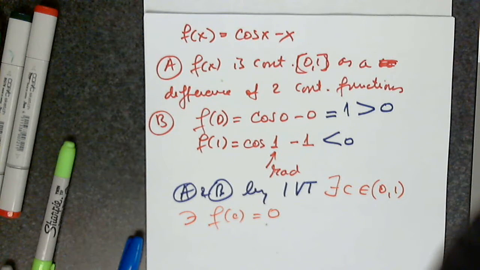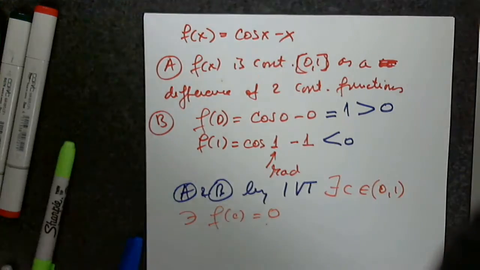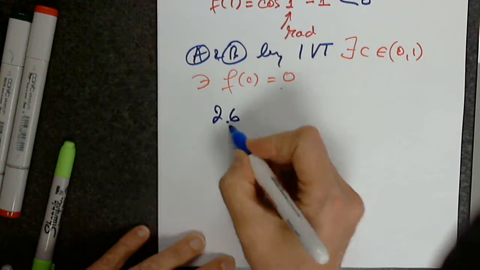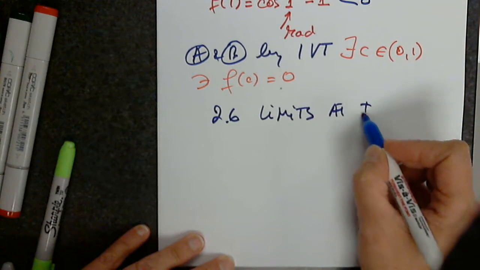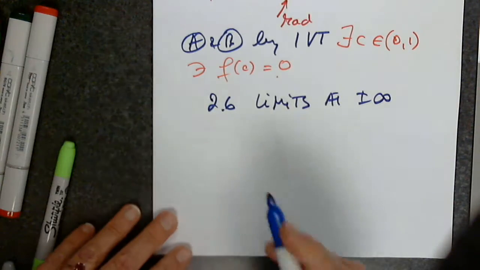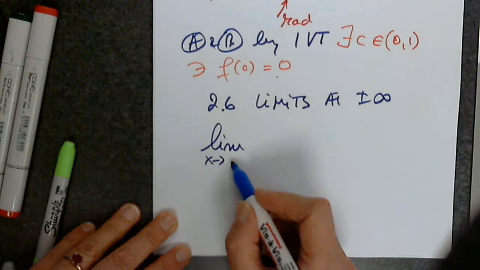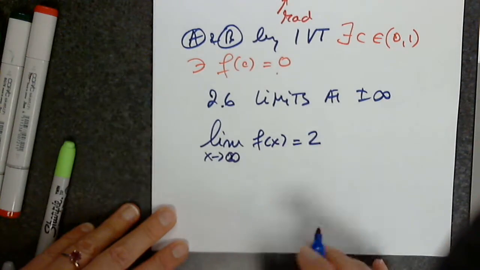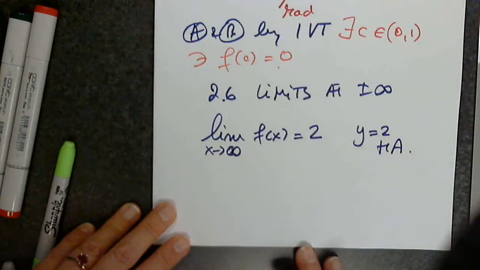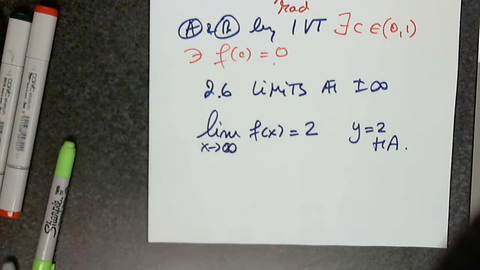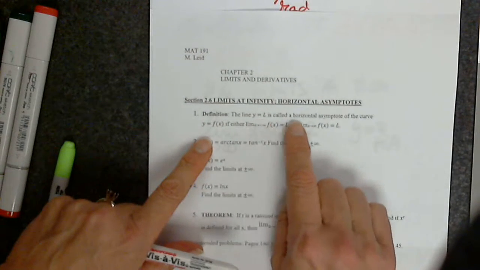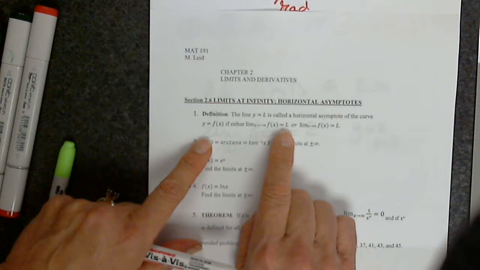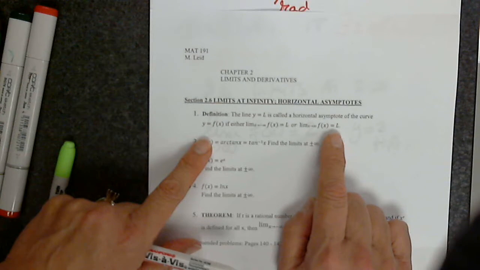We already know that if we determine the limit as x approaches infinity of a function, that's section 2.6, limits at infinity. And of course, that goes with horizontal asymptotes. If I know, let's say, that the limit as x approaches infinity of f of x is 2, I already know that y equals 2 must be a horizontal asymptote. The line y equals L is called the horizontal asymptote of the curve if the limit of f of x as x approaches negative infinity is that number, or the limit as x approaches infinity of the function is that number.